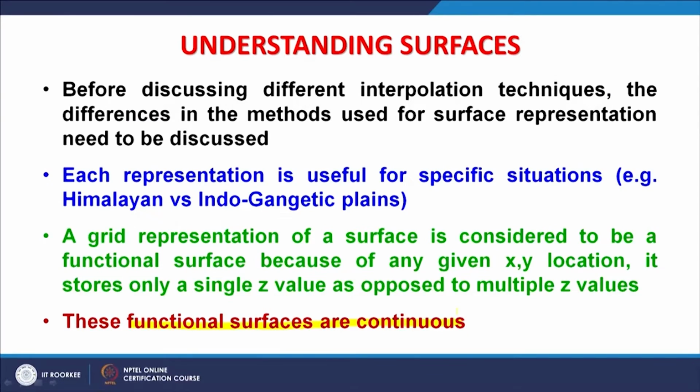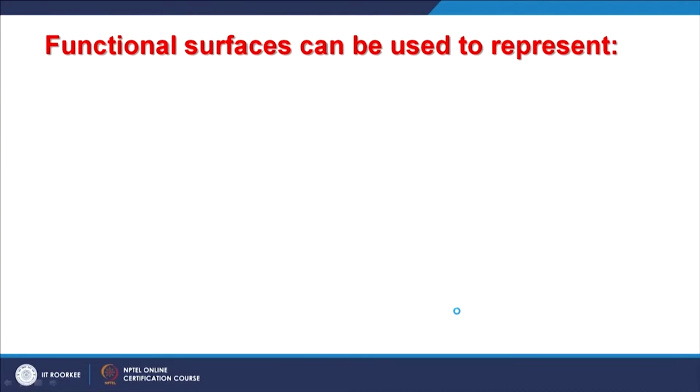But we can create many such layers. One layer represents elevation, one layer represents rainfall, one layer represents the concentration of certain elements in the soil. You can create n number of layers, and by that you can represent different surfaces having different z values. And as you know, these functional surfaces are continuous surfaces.